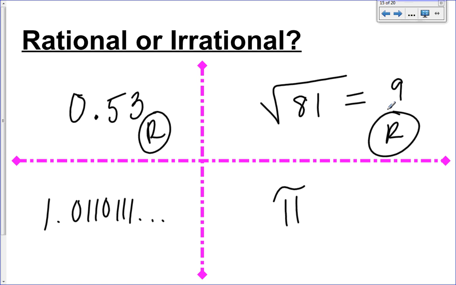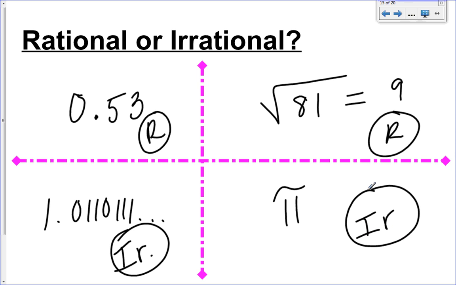1.0110111, is that rational or irrational? Is it a repeating decimal or not? Not, so it would be irrational. It has two 1s and then three 1s. And then pi. Is pi rational or irrational? You learned on the last slide that pi is irrational.